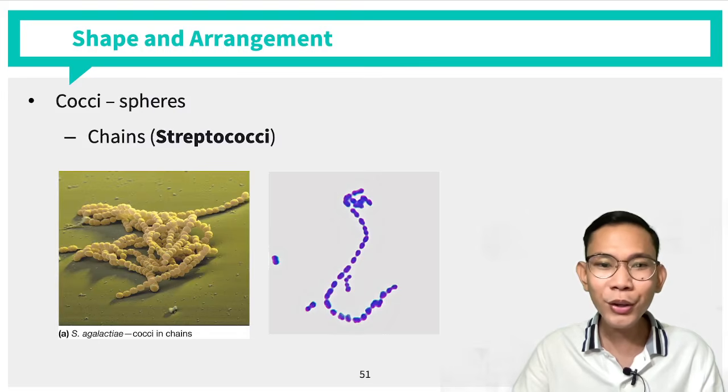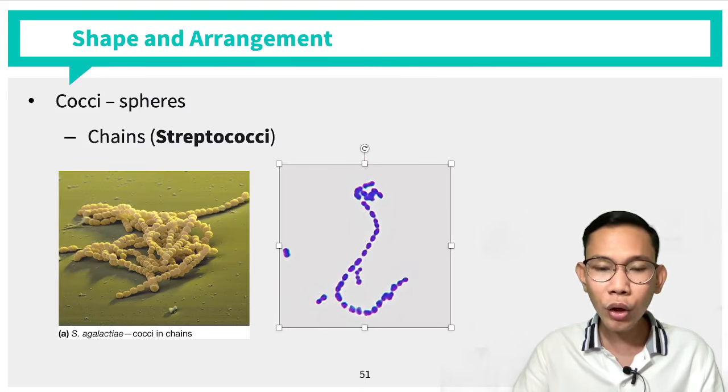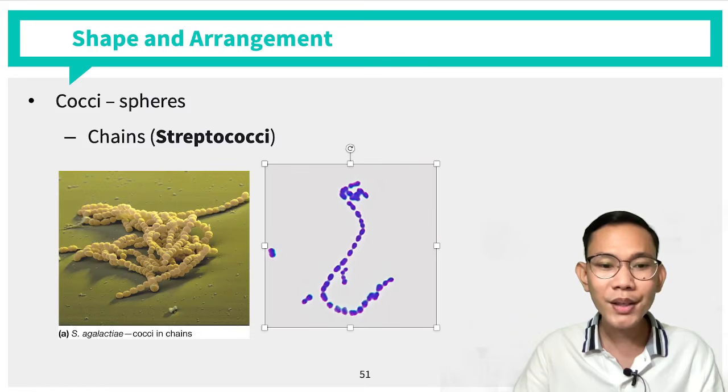So this is now your streptococci arranged in long chains. So again, is this gram-positive or gram-negative? Of course, this is now your gram-positive. So gram-positive cocci in chains, or gram-positive streptococci.